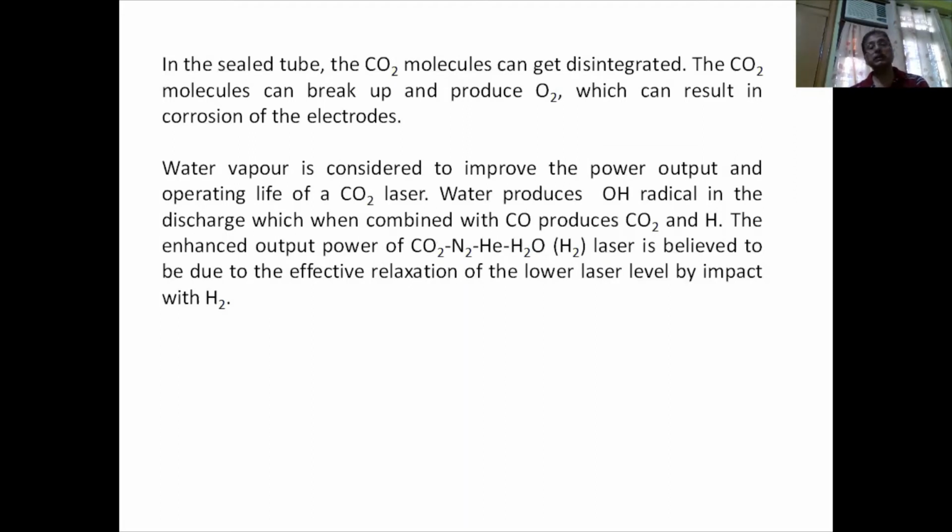In the sealed tube, the CO2 molecules can get disintegrated. The CO2 molecules can break up and produce oxygen, which can result in corrosion of the electrodes. Water vapor is considered to improve the power output and operating life of a CO2 laser. Water produces OH radical in the discharge, which when combined with CO produces CO2 and H. The enhanced output power of the CO2, N2, He, H2O, H2 laser is believed to be due to the effective relaxation of the lower laser level by impact with H2.